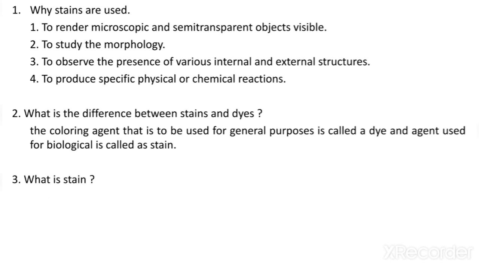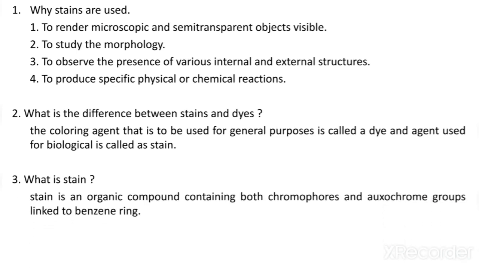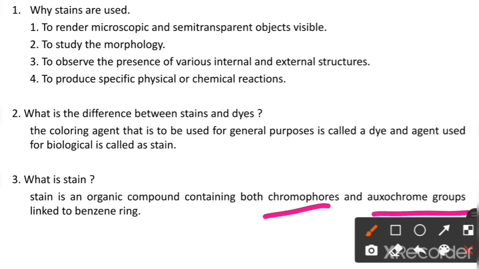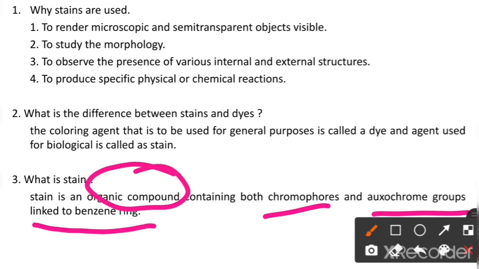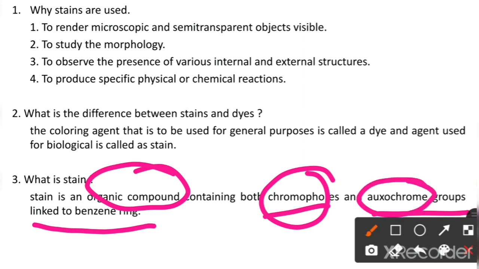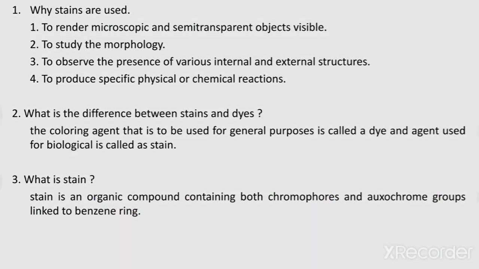Now what is a stain? A stain is an organic compound containing both chromophore and auxochrome groups linked to a benzene ring. So the stain is an organic compound, and it contains two groups, the chromophore and the auxochrome groups, and these two groups are linked with each other with the help of a benzene ring. So this is the very basic simple definition of a stain.